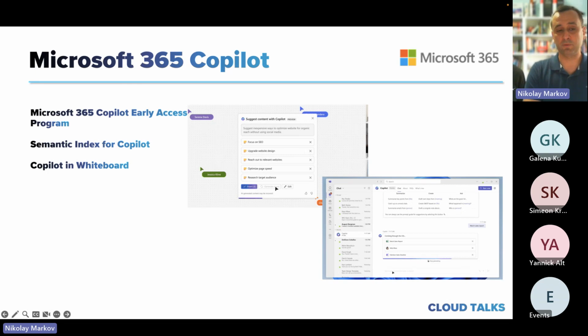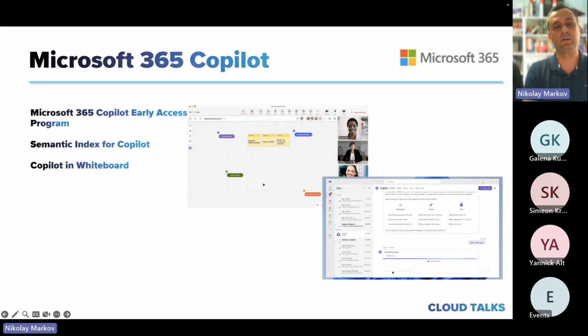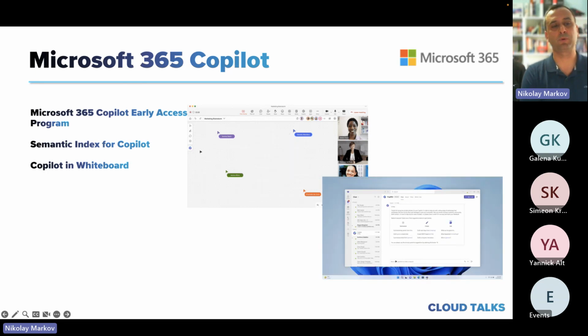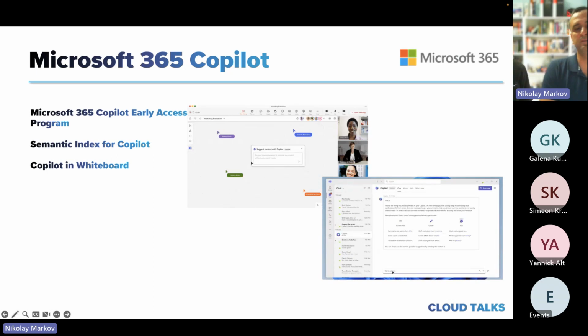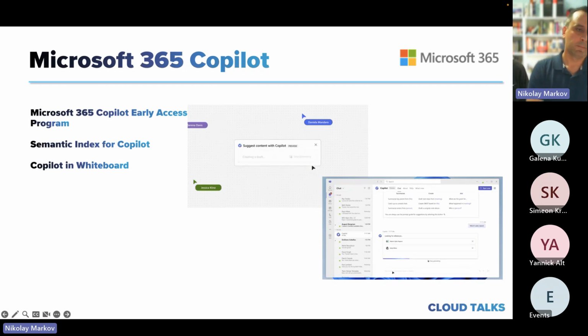As well as Copilot for Whiteboard. You can create instantaneous sticky notes based on the task at hand. So if you want to do a project and you tell what the project is, it can give you a draft of the different assignments that will be part of this project.